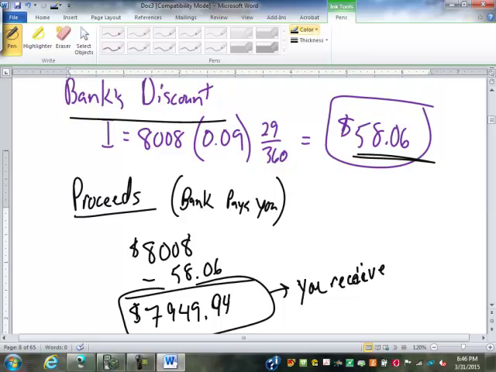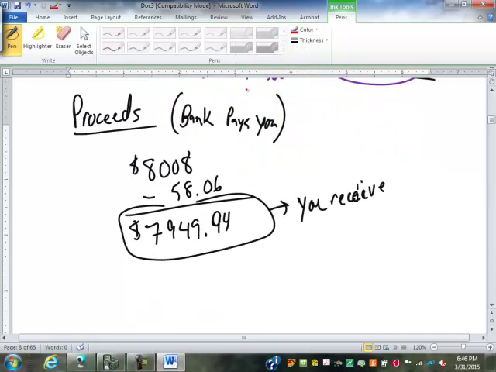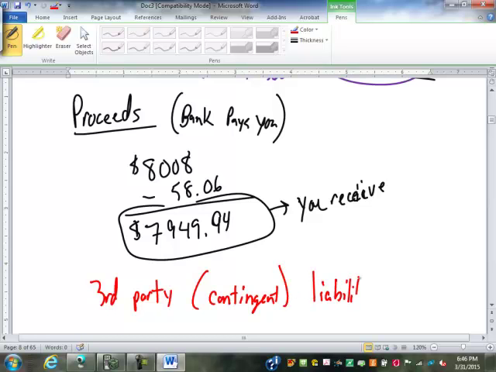Now here's the catch. In this situation, it creates something called a third party, or sometimes called a contingent liability. Any guess as to what that means? Now, what it means is the bank has no contract with Debbie. They have never talked to Debbie. Debbie's never agreed to anything with them. Their contract is with me.